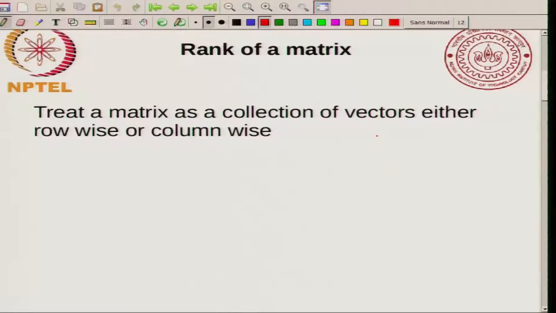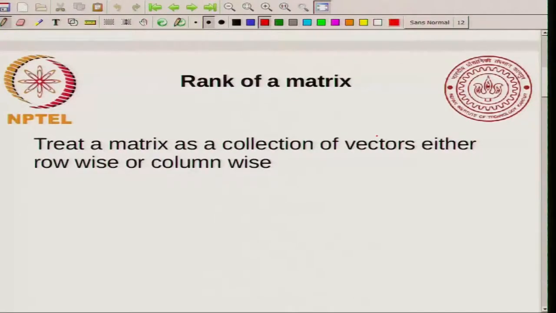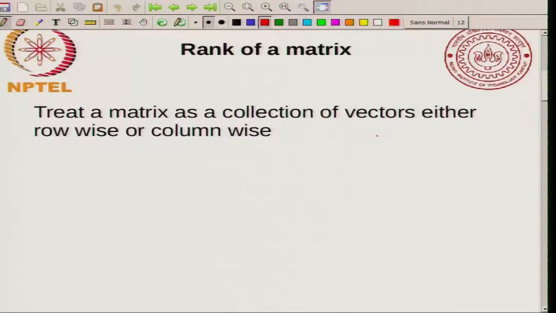Now in order to define the rank of a matrix, it helps to treat the matrix as a collection of vectors. So your matrix is treated as a collection of vectors. Okay. So how do you think about this? And you can treat it either row wise or column wise.